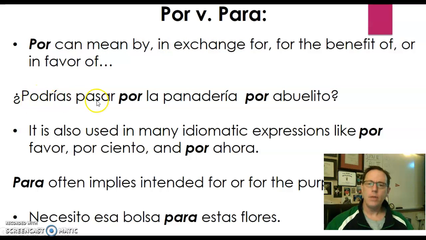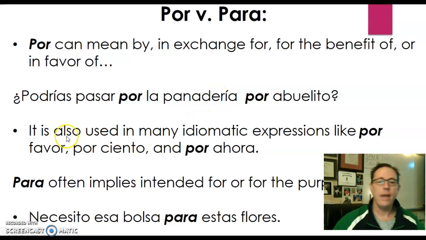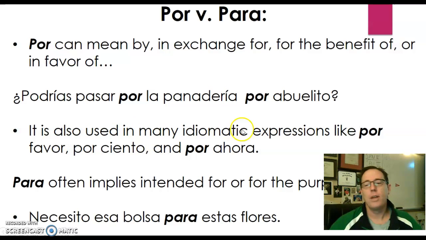For example, ¿Podrías pasar por la panadería por abuelito? Can you pass by the bakery for grandpa? These are just a couple of different bys and fors that, even though it's the same word, function in different ways within that sentence, right? It's also used in many idiomatic expressions like por favor, por ciento, por ahora. So por favor is please, por ciento is percent, por ahora is for right now or just for now. Para often implies or is intended for the purpose of.